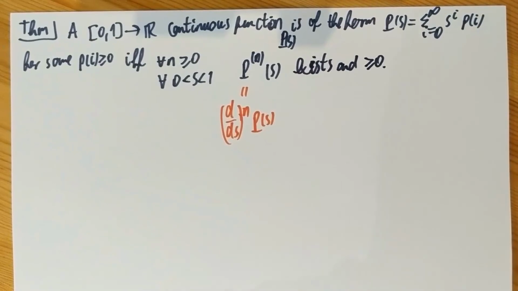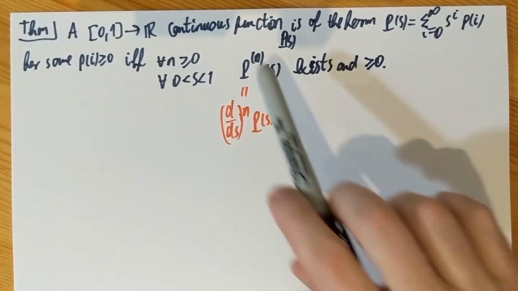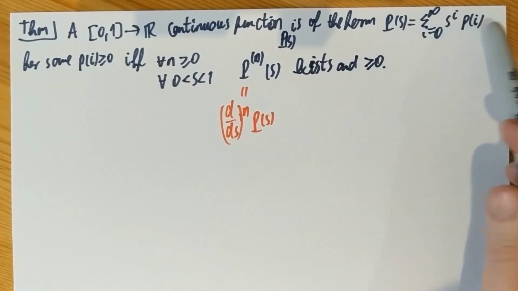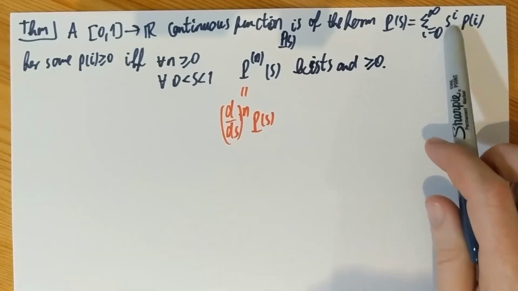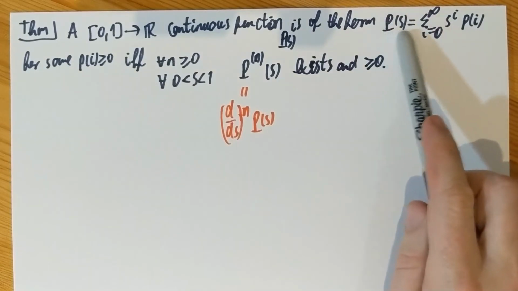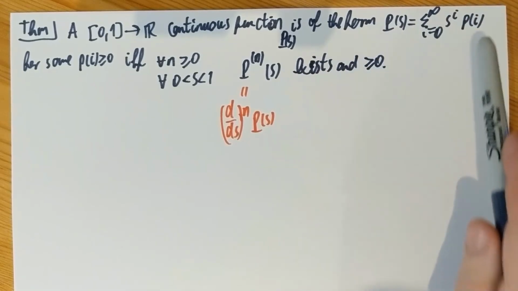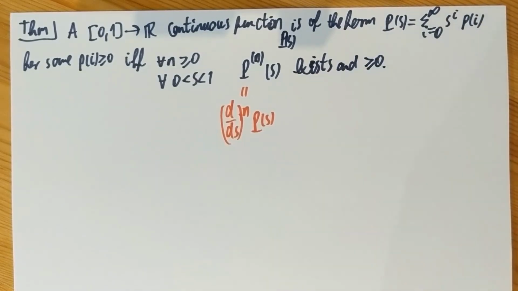I'm not going to prove this. It's kind of plausible because this is just a power series, and each of these terms is actually a convex function with a positive coefficient. So it's quite plausible that there is a Taylor series in this form if the derivatives are all non-negative and the coefficients of the Taylor series are non-negative. I'm not going to prove this theorem, but this is what makes a generating function.